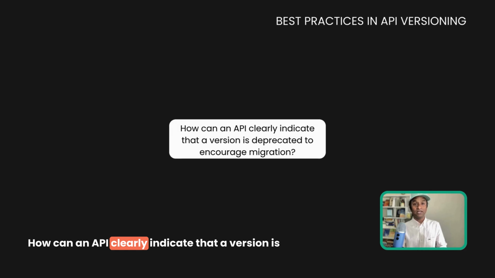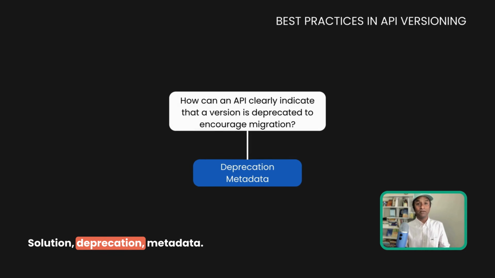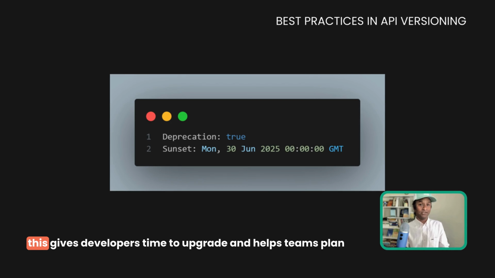How can an API clearly indicate that a version is deprecated to encourage migration? Solution: deprecation metadata. Use response headers to signal that an endpoint is going away soon. Example: this gives developers time to upgrade and helps teams plan ahead.